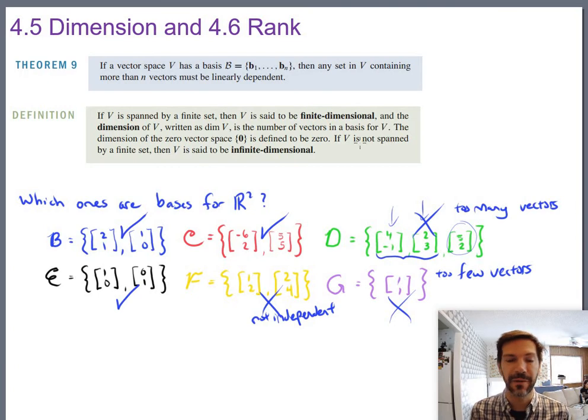They also do point out, since we're on vocab, if V is not spanned by a finite set, if it requires an infinite number of spanning elements, then it's infinite dimensional. One good example of an infinite dimensional vector space is P, which is the set of all polynomials.